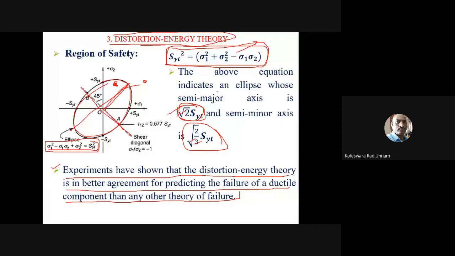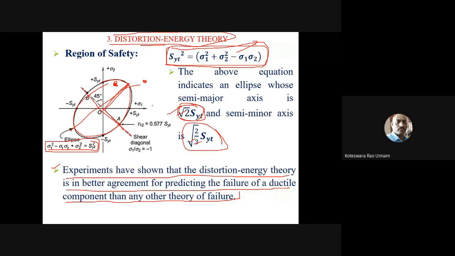Now, once you understand the principles of these three failure theories, we are not going to discuss the remaining two, that is the maximum normal strain theory and the total strain energy theory. We are not discussing them because they are not in practical use, and they do not predict proper results for any component, whether brittle or ductile. That's why people are not using them. Those theories are only for academic purposes, which is why we are not discussing them.